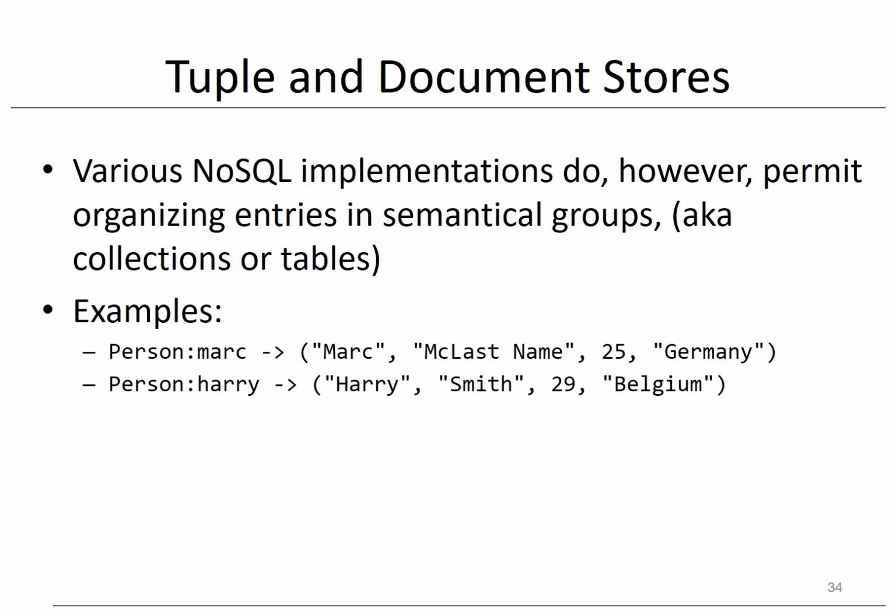Unlike relational databases, where each table is defined under a particular schema, tuple stores simply allow you to start adding any sort of rows and leave the handling and checking of those up to the application. Various NoSQL implementations do, however, permit organizing entries in semantical groups, often called collections or even tables, which is basically an extra namespace defined over the keys. For instance, a collection person might hold two entries, as you can see here.